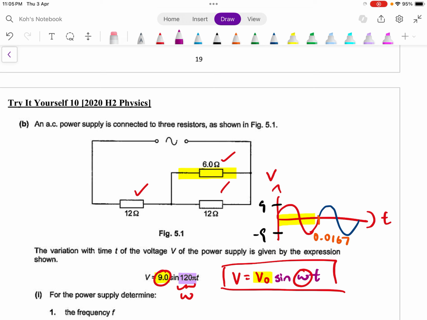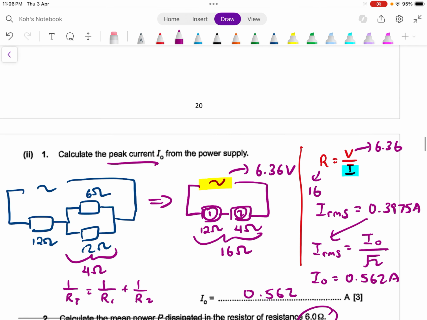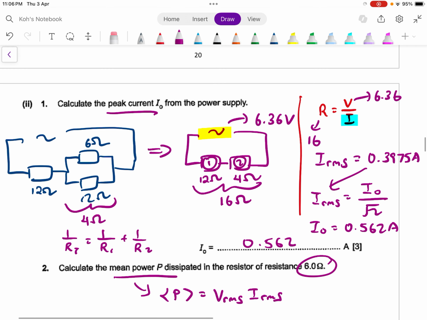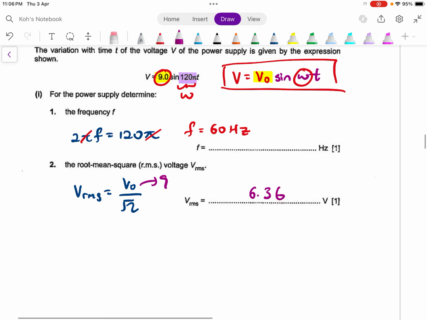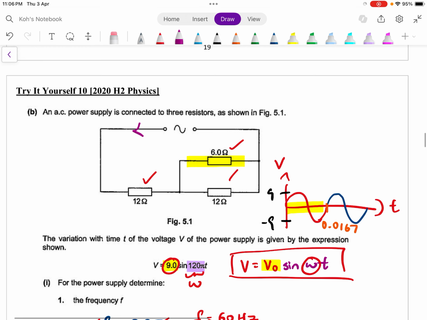Very simple. So first, we actually calculated the IRMS already. So my IRMS is given as such, 0.3975 ampere. So this is the total current, and it's going to flow through like that. And of course, don't forget, when you reach this junction, it's going to split up. But it's not going to split up equally. It's going to split up in some ratio. And what is the ratio?